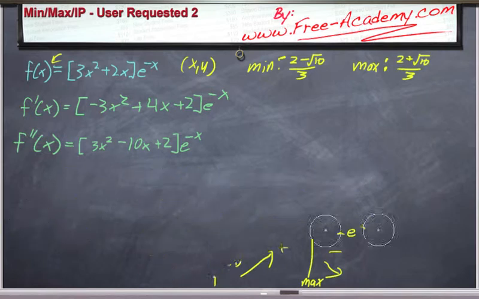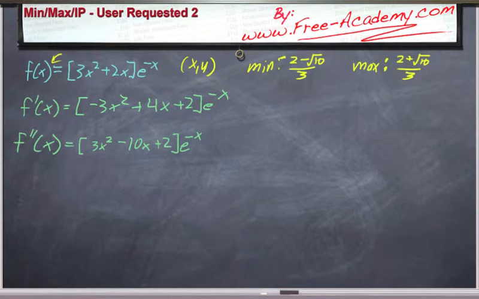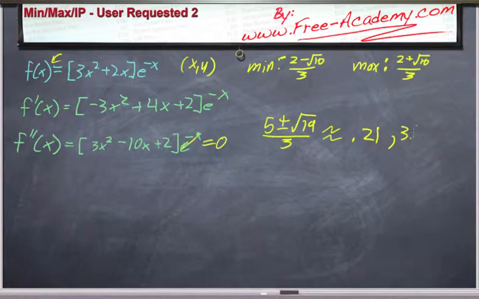Now we're going to do the exact same thing to find our inflection points. We're going to take the second derivative, set it equal to 0, and then do a table. If we ever switch from positive to negative or negative to positive on the second derivative, we get an inflection point. So again, the e to the negative x is going to divide out, and we're going to get 3x squared minus 10x plus 2 equals 0. That's going to be the quadratic formula again, and it's going to be at (5 plus or minus the square root of 19) over 3, which is approximately equal to 0.21 and 3.12.